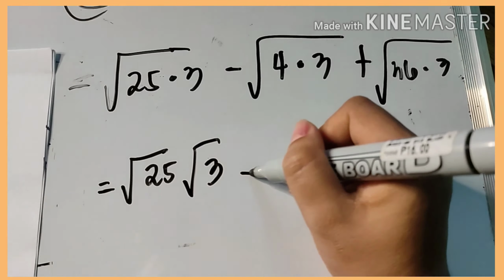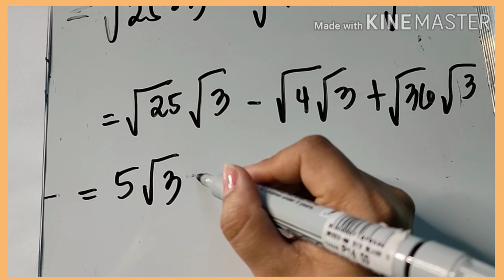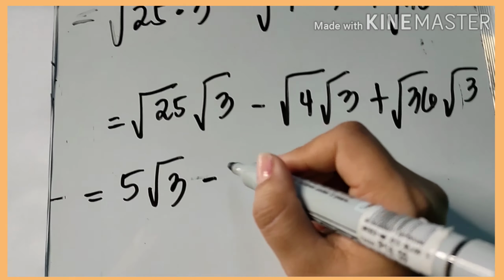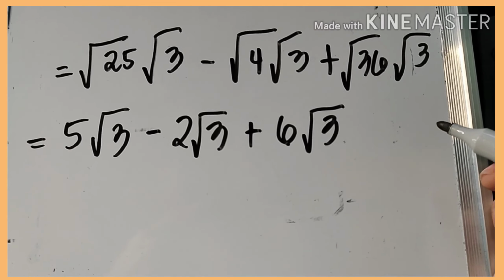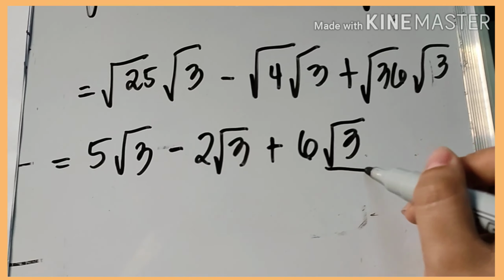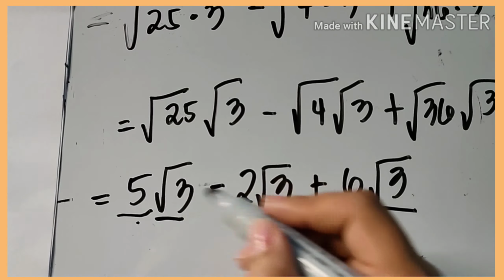Get the square root of 25, that is 5 square root of 3, because 3 is not a perfect square, so just leave it. Square root of 4 is 2, then square root of 3. The square root of 36 is 6 square root of 3. What have you observed in our simplified radical expression? We have square root of 3, square root of 3, and square root of 3. Regardless of the numerical coefficient, we have like radicals.